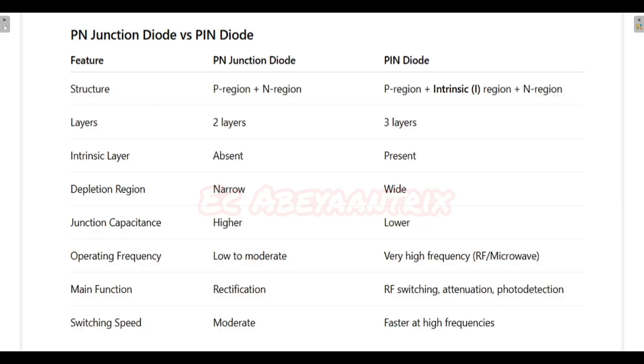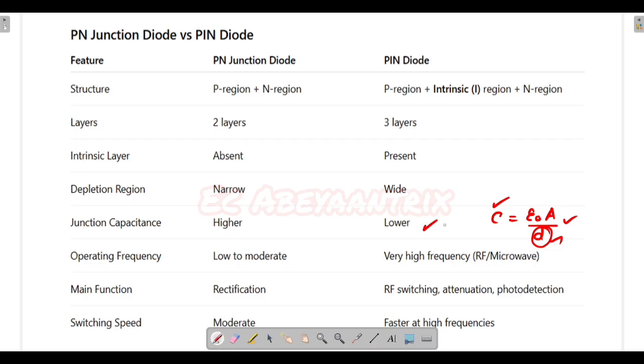So what is the formula for C actually? C equal to epsilon naught A by D. You remember that formula? We have learnt it in our 10th and 12th classes. So if the depletion layer width is increased, obviously the junction capacitance will be lowered. That's the key point here. Mainly PIN diode is used in reverse bias operation, so this point is included mainly.